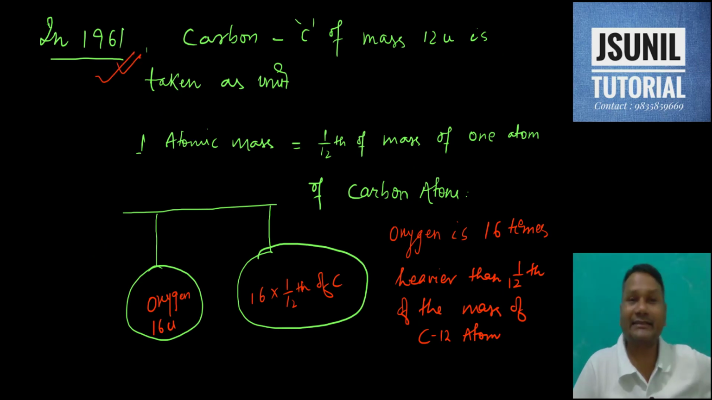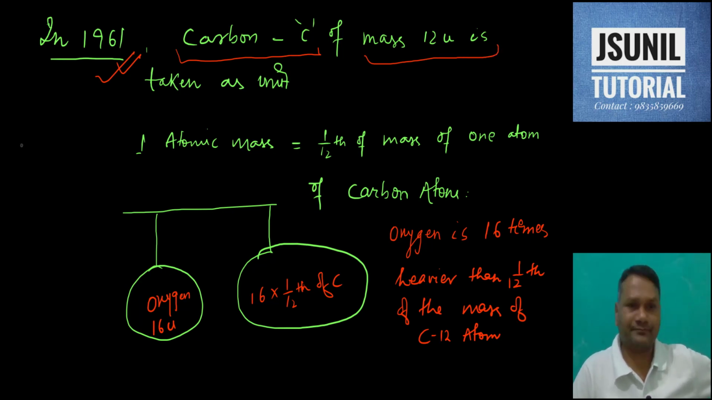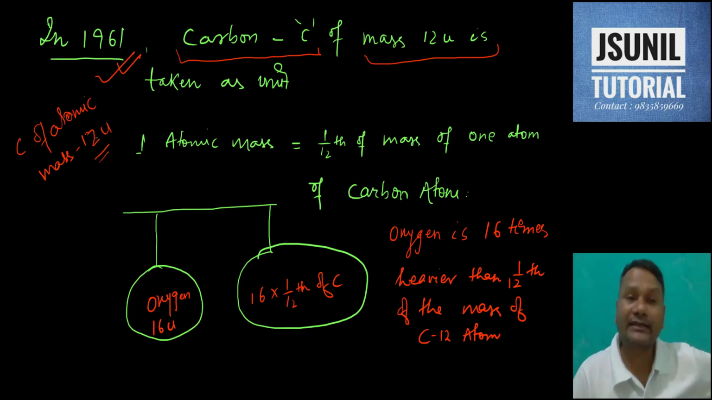In 1961, finally carbon is taken as the unit. Carbon of atomic mass 12 gram is taken, और 12 u कह सकते हैं, अभी तो ग्राम है नहीं हमारे पास. 12 unit is taken as the unit for atomic masses. Then what is the atomic mass? Atomic mass is 1/12th of the mass of one atom of carbon.